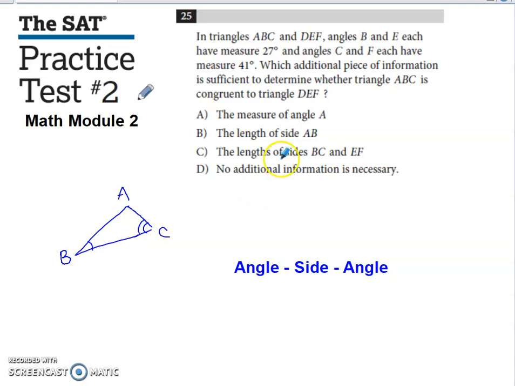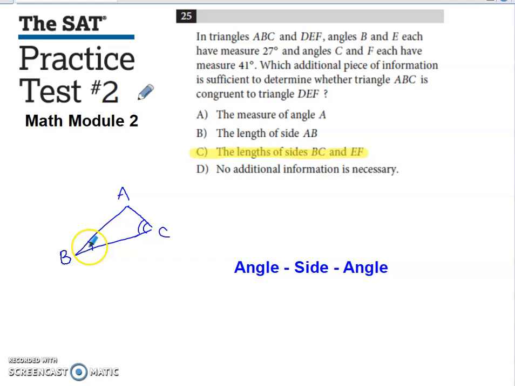Check out option C, the length of sides BC and EF. So if the side measure between the two angles that you know are the same on the two triangles, that will allow you to decide whether or not the triangles are congruent by angle, side, angle, right?